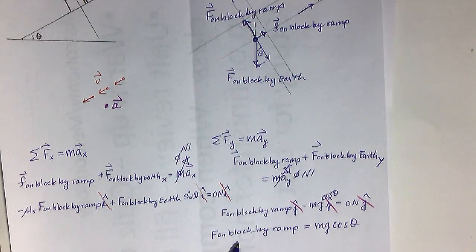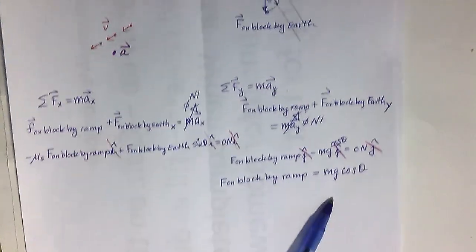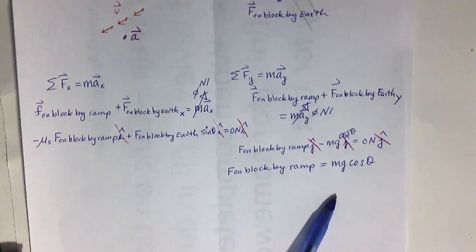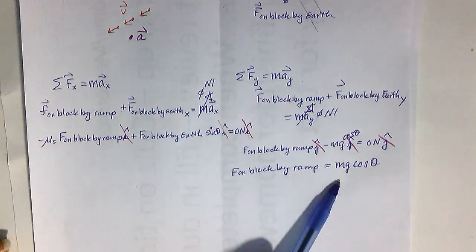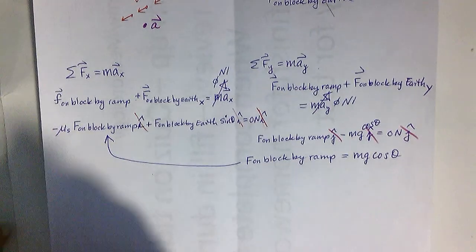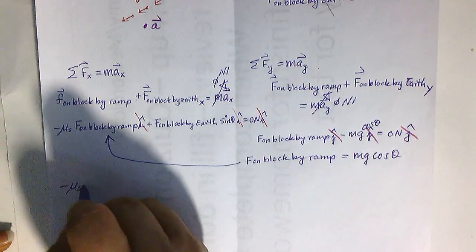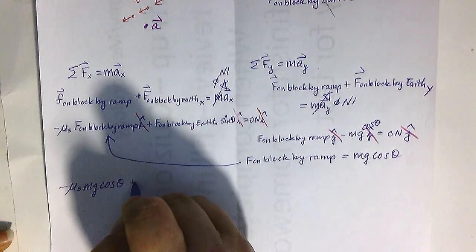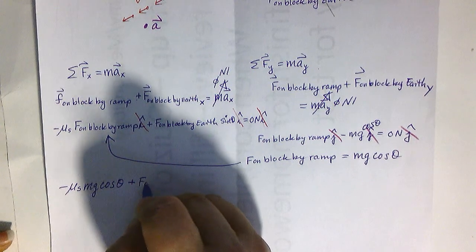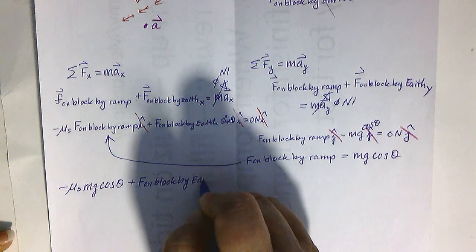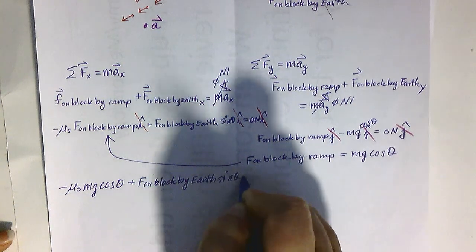Okay, so notice here the normal force is no longer equal to the weight. Remember, this is not always the case, so you have to be careful. You have to look at the scenario. We can now substitute this in right here. So now I have minus mu sub s mg cosine theta plus force on block by earth sine theta is equal to 0.